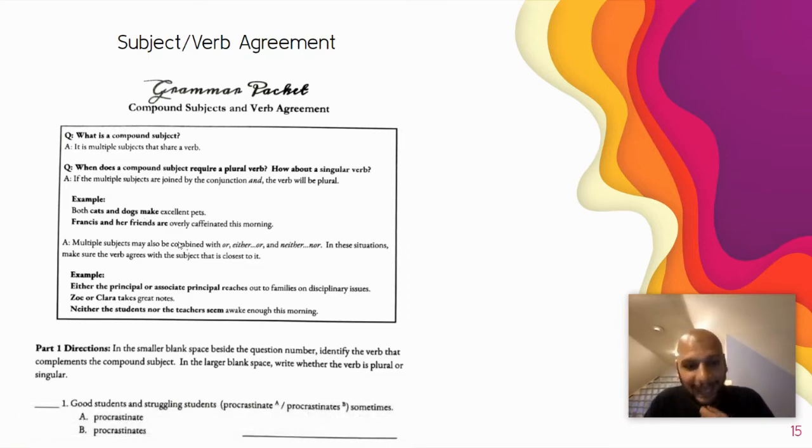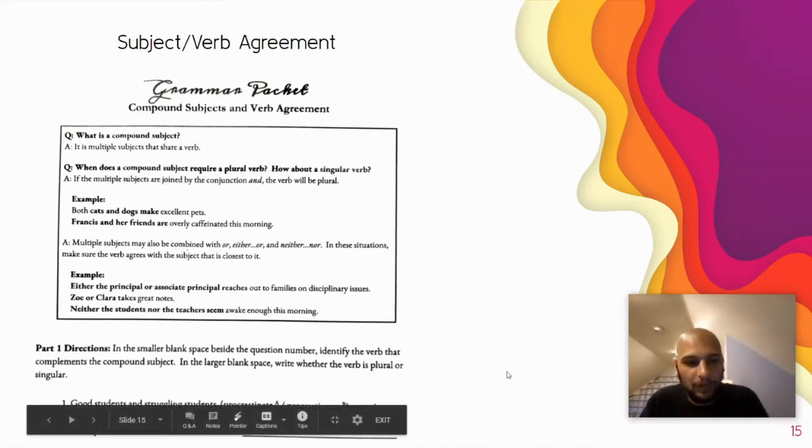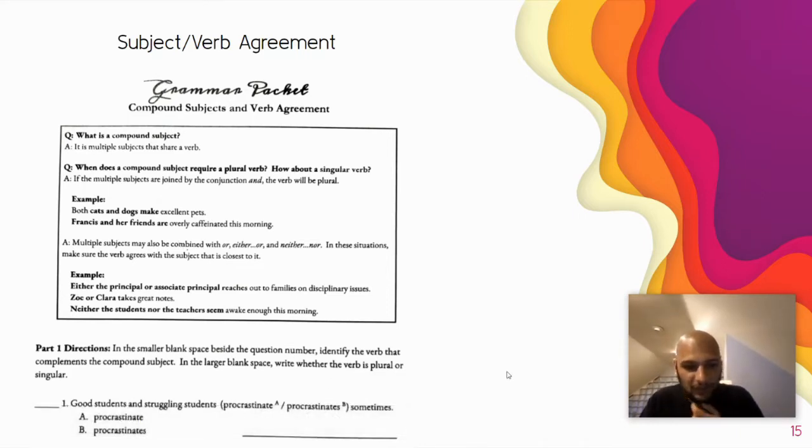So for part one, number one, good students and struggling students procrastinate or procrastinates sometimes. Now in this, you can kind of use your teacher voice. Try to speak properly, and you will frequently know the answer intuitively. So in this case, procrastinate. Students procrastinate. Makes sense. We throw that S on at the end when we're talking about singular subjects. So a struggling student procrastinates would have been correct.